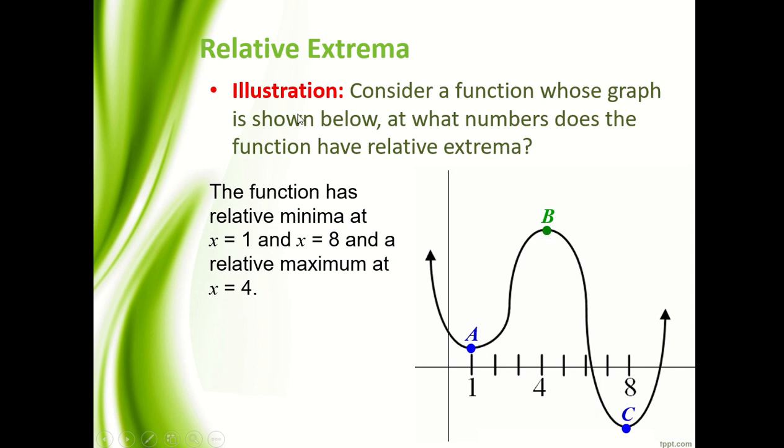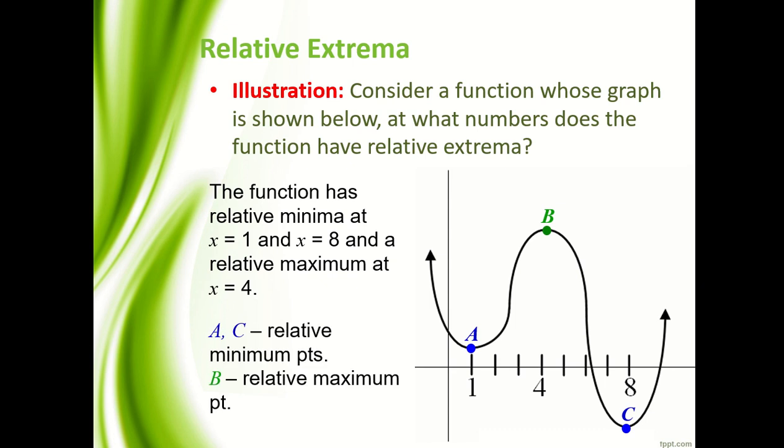All right, so this is what we call the relative extrema. So maxima and minima, maximum and minimum. Okay, so that's the basic concept about relative extrema. So we have here A, C. These are called relative minimum points. So these 2 points colored blue are called relative minimum points. Okay, and we have B, the green color point. This is what we call the relative maximum point.